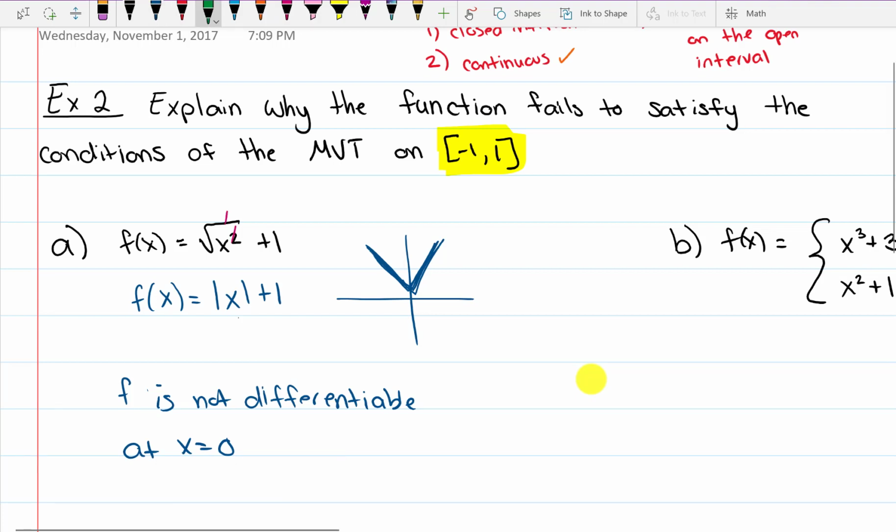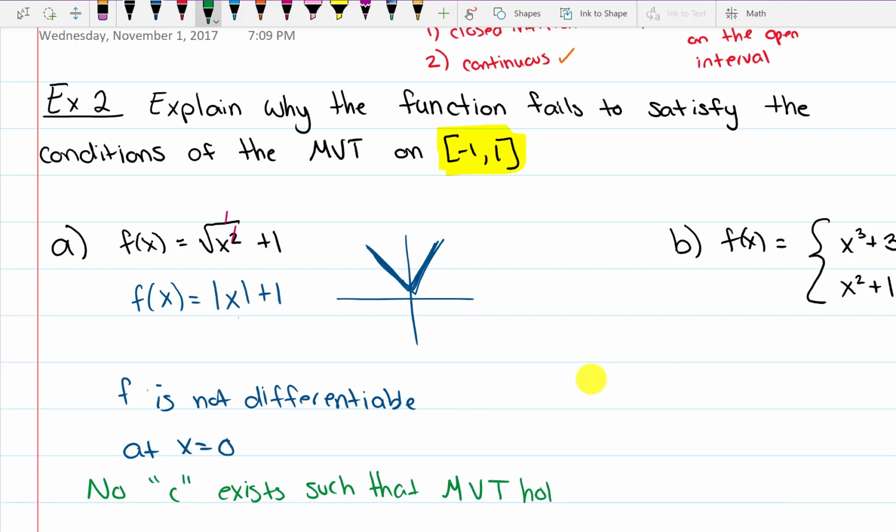Because of that, there is no c value. So no c value exists such that the mean value theorem holds. We cannot find a c value right here such that if I had 2 points like this, it would be the same as the slope of that line.